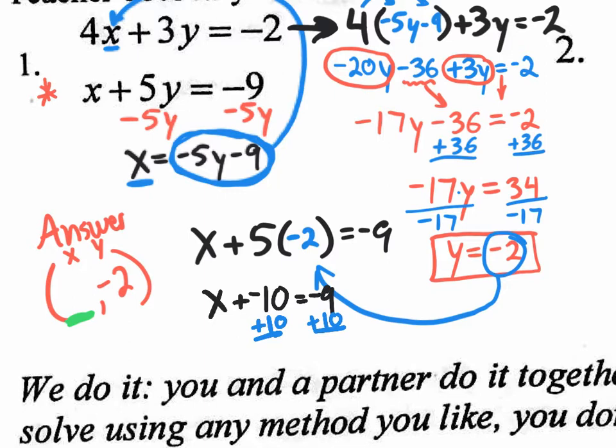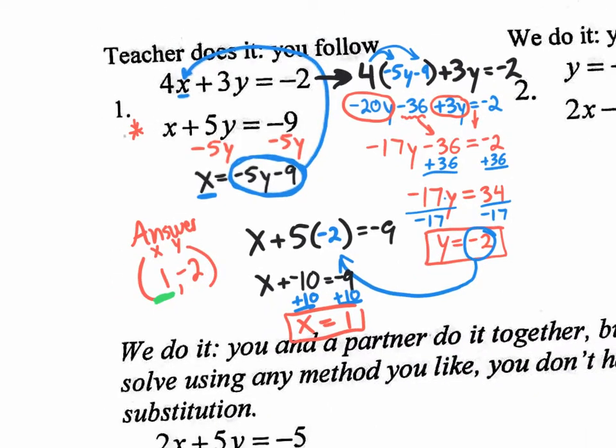Final answer is x equals 1. So you put a 1 right here, and that's your final answer: 1, -2. If you were to have changed it to slope-intercept form and graphed it, you should see that they intersect at the location of +1, -2.